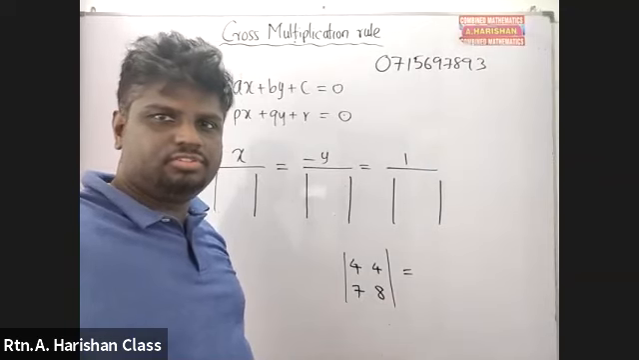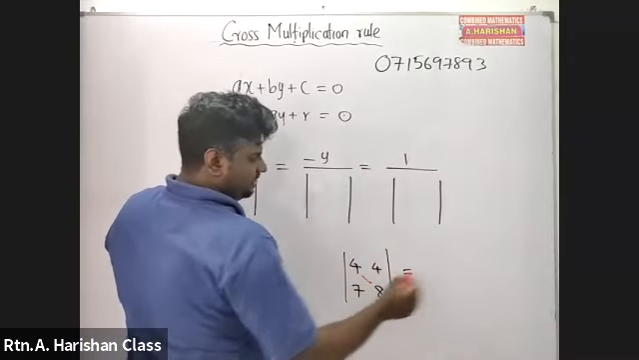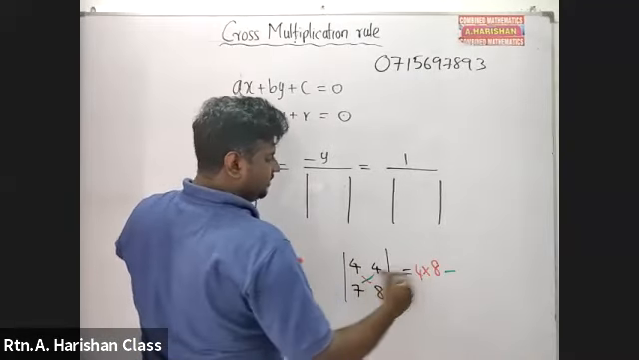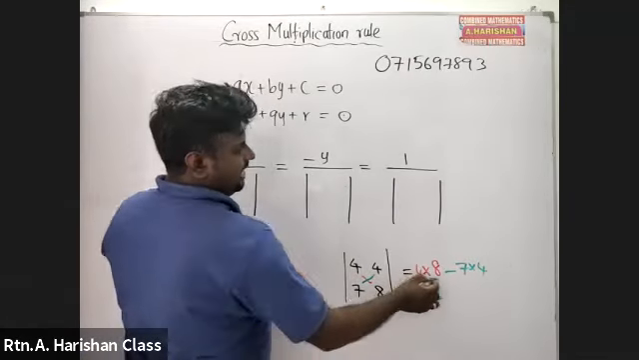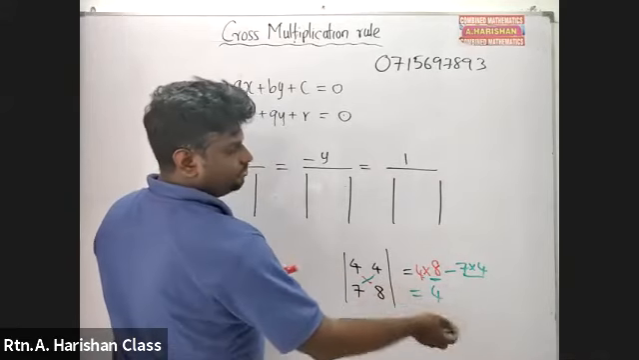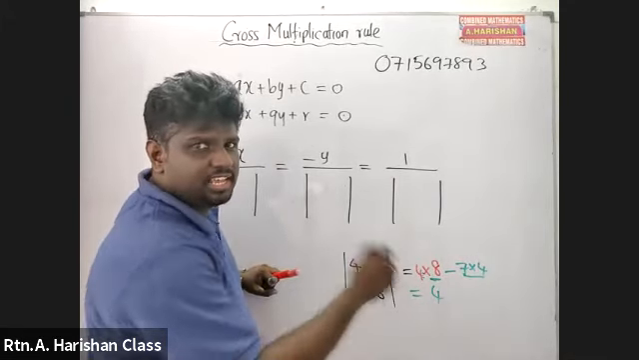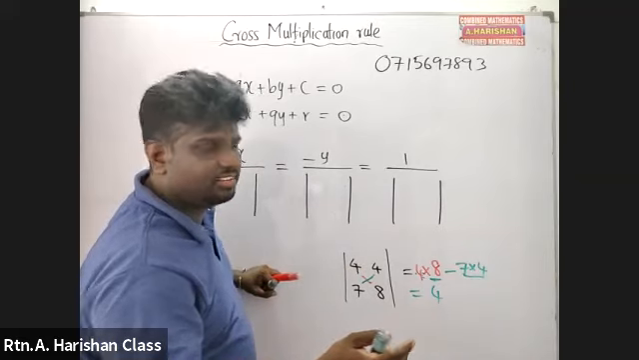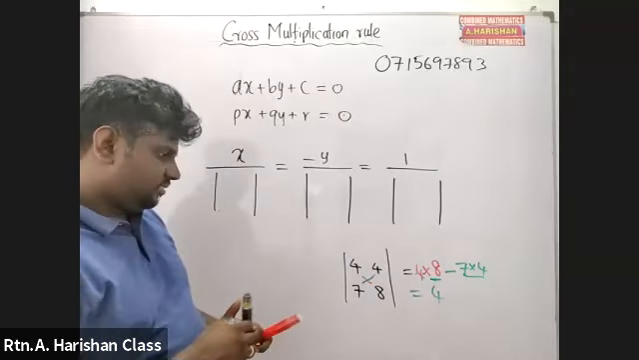Oh, this time almost everyone is done. So listen to this. 4 into 8 minus 7 into 4. So 4 is the answer, because 8 times 4 minus 7 times 4. 8 cows minus 7 cows, 8 monkeys minus 7 monkeys. 8 fours minus 7 fours is 4. Clear?